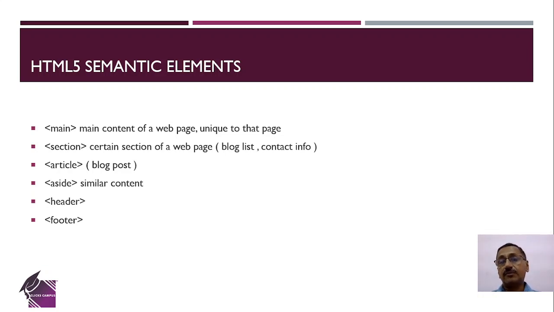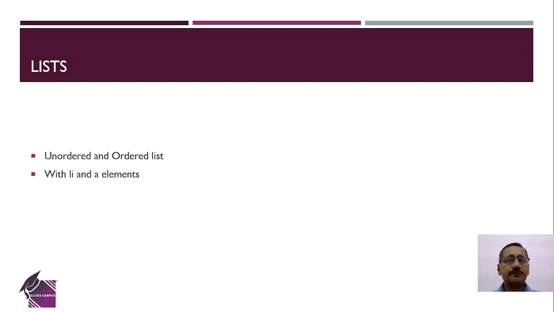Then aside normally refers to similar content. I have a description about a content, but I would like to give similar content to the content which is described; that's called aside. So aside just stands near to, or is very similar to, the content described here. Then we can have header and footer. Header will be on top of your displayable page, and footer will be at the bottom. Footer may contain the copyright information and so on. So these are some of the examples of semantic elements.